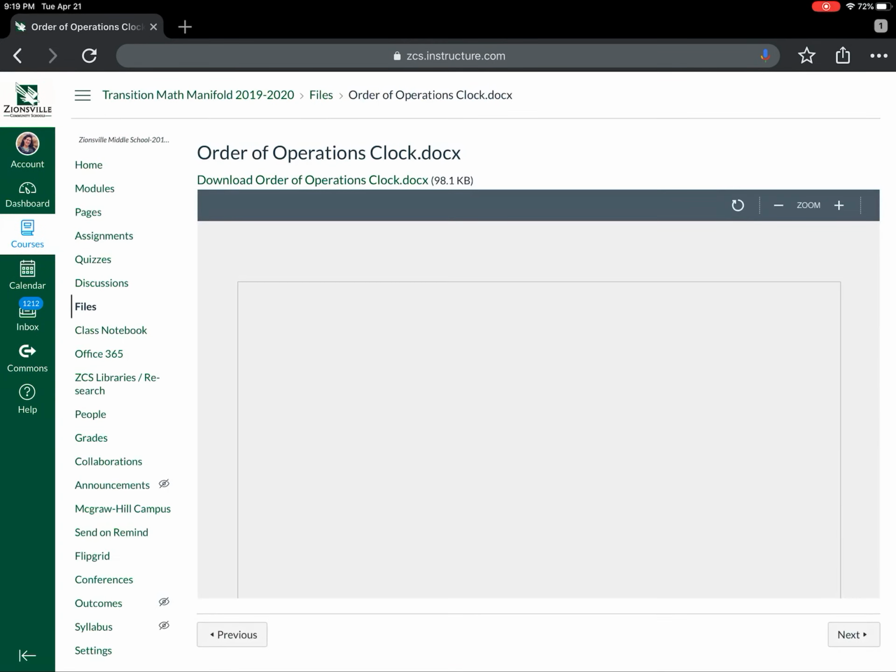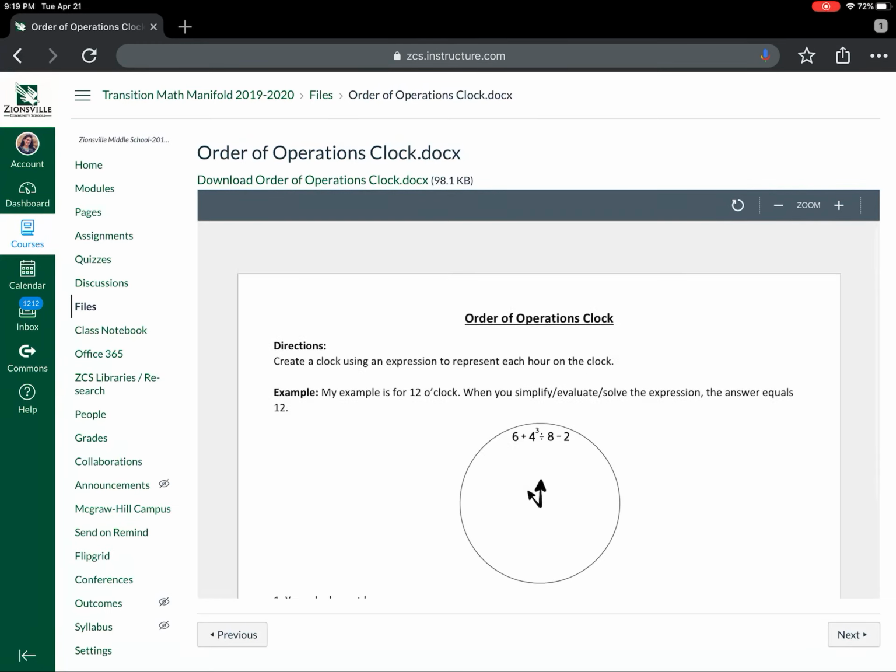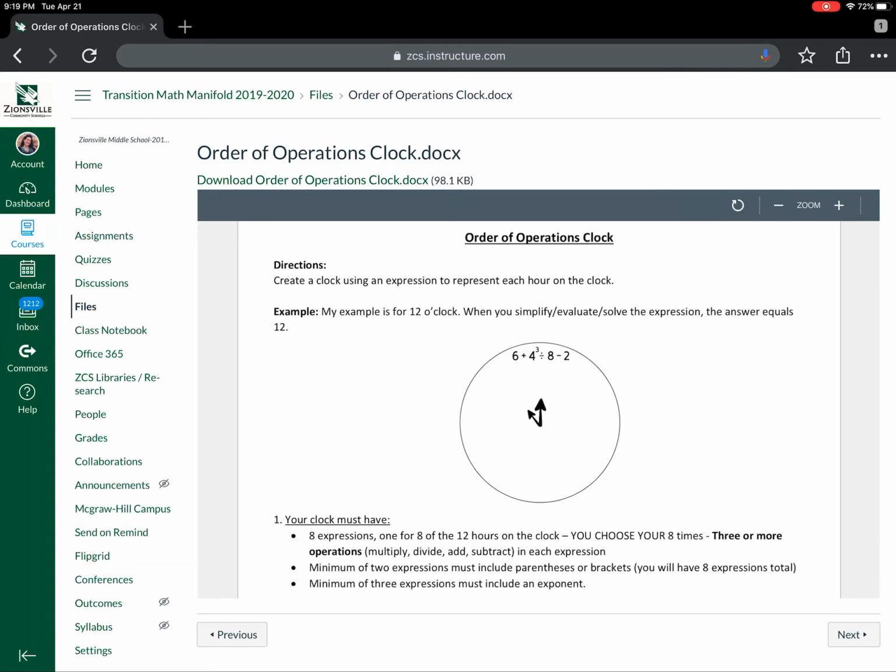After you're finished with your check for understanding today, you are being asked to create a project with order of operations by creating a clock. So you're going to create a clock and you're going to make up expressions for the hours located on the clock. For instance, I gave you an example of 12 o'clock, and my expression, when I solve it using the correct order of operations, will equal 12.